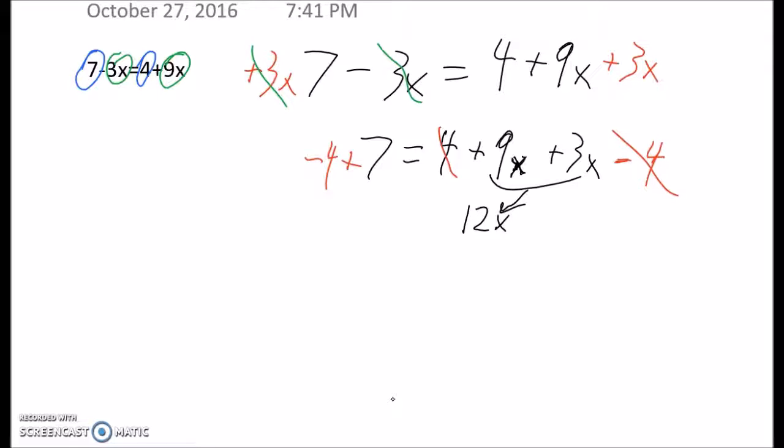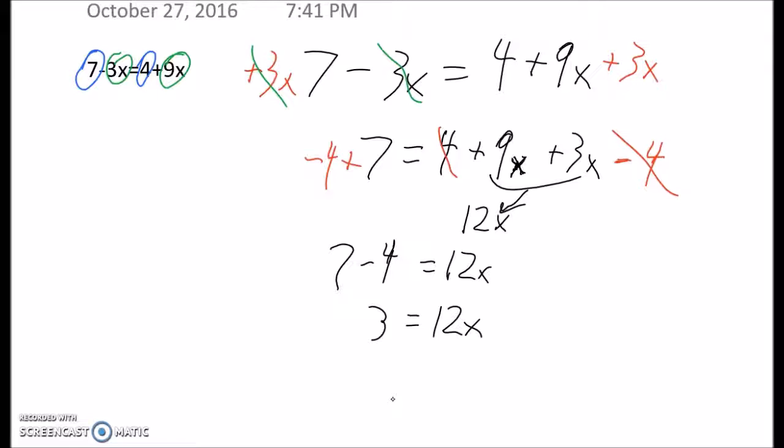Now we have, on one side we have 12x, and on the other side we have, I'll switch those around, 7 minus 4, because we just subtracted 4 on that side. Now, if we do this, 7 minus 4, everyone should be able to do it by now, 3 equals 12x.